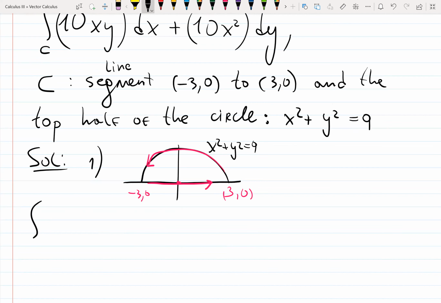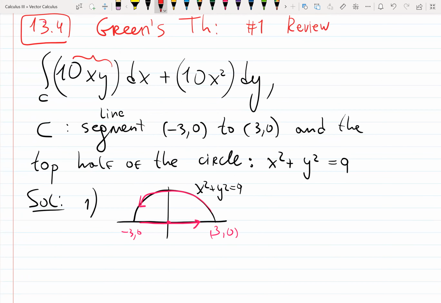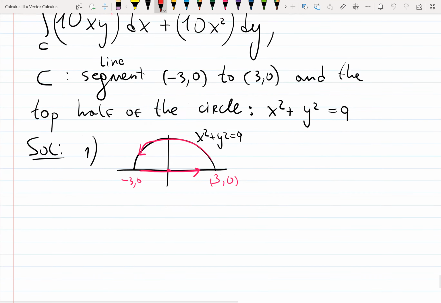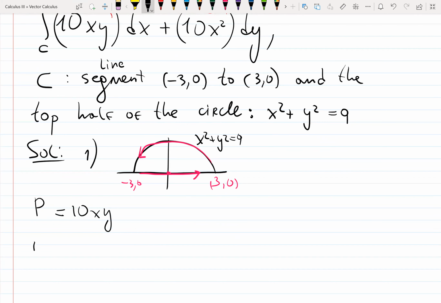Green Theorem, who remembers that? So we have this function given, and P and Q are these. When you see this awkward notation with dx and dy, it gives you immediately a hint you're supposed to use Green Theorem. Or sometimes we say, use Green Theorem, and then you don't have the choice. So P is 10xy, and Q is 10x squared. Someone write in the chat, what was the formula for the Green Theorem?